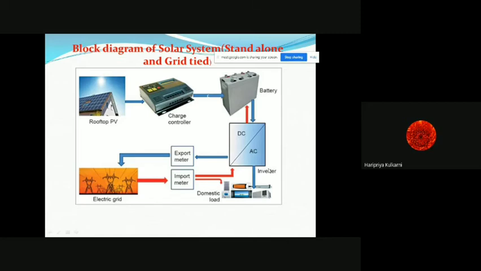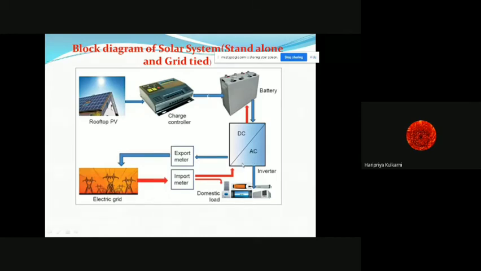Nowadays, inverter and charge controller come together. I mean, both functionalities are provided in a single device. So once it becomes AC, then we can use it in a domestic application wherever we want. Or otherwise, if it is excess power, then we can give it to the national grid.